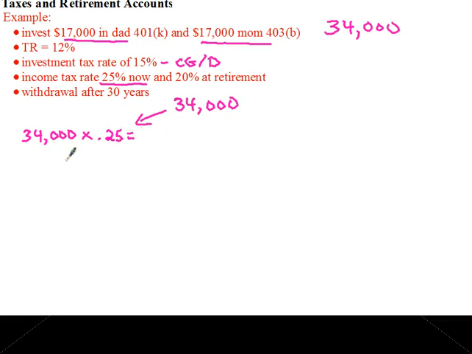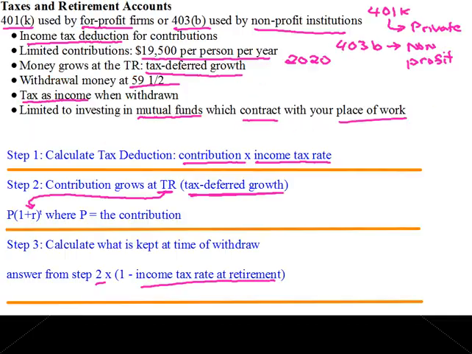So if you multiply this out, this is going to be $8,500. So that's a pretty big deal. You're going to save $8,500 right now on your taxes. Okay, your tax bill that you pay to the federal government is going to decrease by $8,500. That's step number one. That's your tax deduction right now today. Okay, step number two is we want to calculate how much this money is going to grow to.